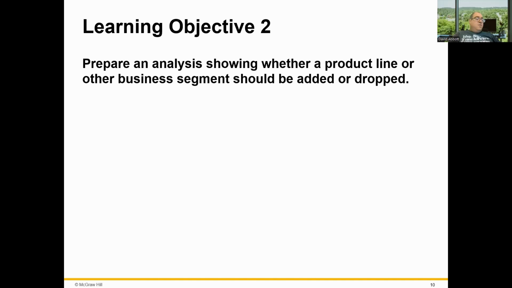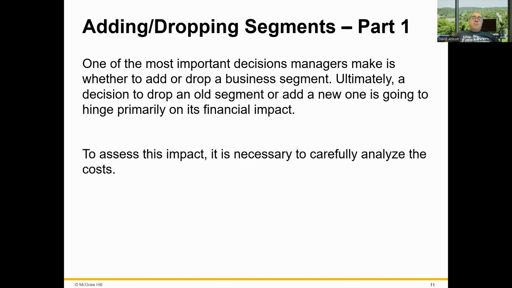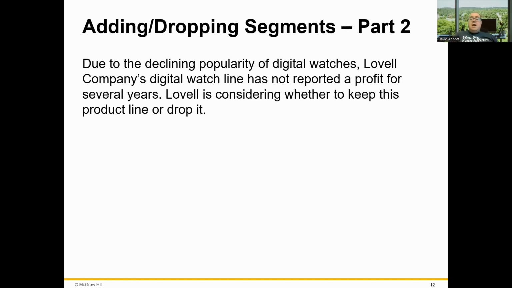Learning objective number 2 is to prepare an analysis showing whether a product line or a product segment should be added or dropped. One of the most important decisions that managers will make is whether to add or to drop a business segment. Ultimately, a decision to drop an old segment or to add a new one is going to hinge primarily on its financial impact. To assess this impact, it is necessary to carefully analyze the costs. And we're going to look at an example now.